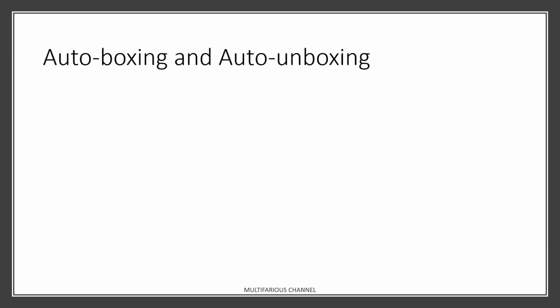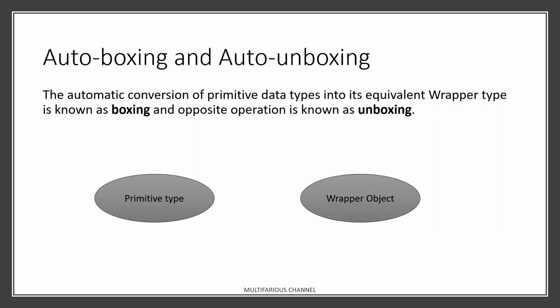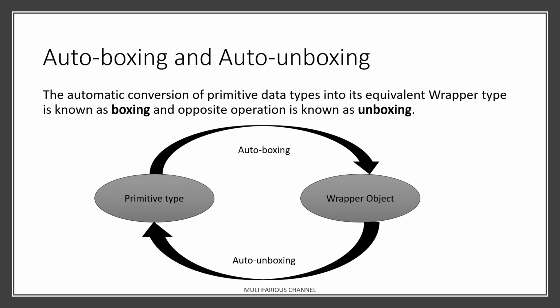Now let's talk about the concept of autoboxing and auto-unboxing. The automatic conversion of primitive data types into its equivalent wrapper type is known as boxing, and the opposite operation is known as unboxing. So autoboxing is a built-in mechanism in Java for automatically converting the primitive types to and from their wrapper classes. Whenever a primitive type is converted to a wrapper object, it is known as autoboxing, and whenever a wrapper object is converted to the primitive type, it is known as auto-unboxing.